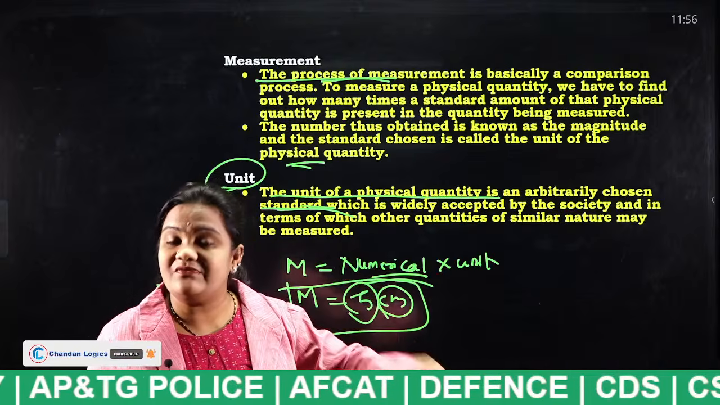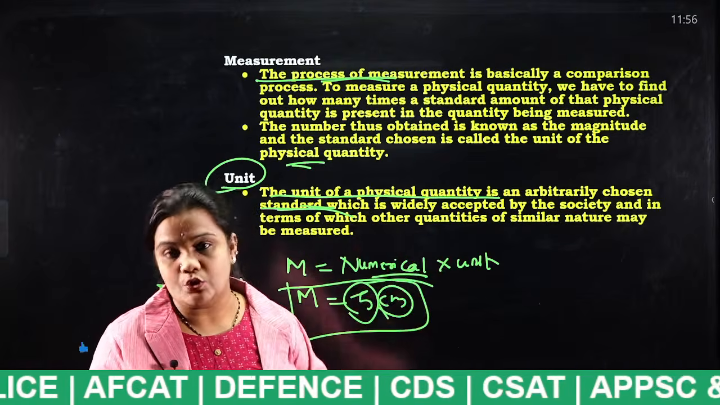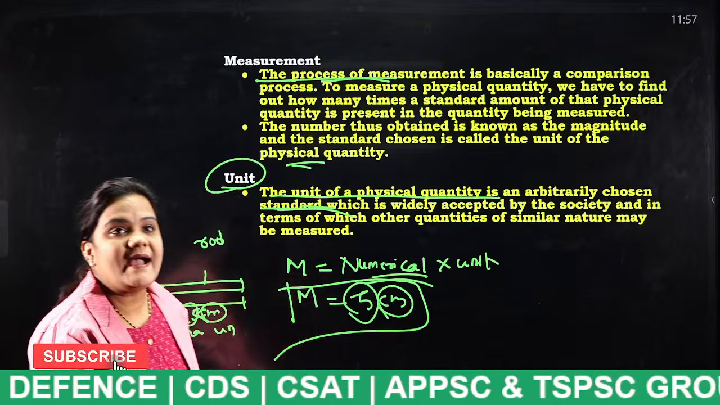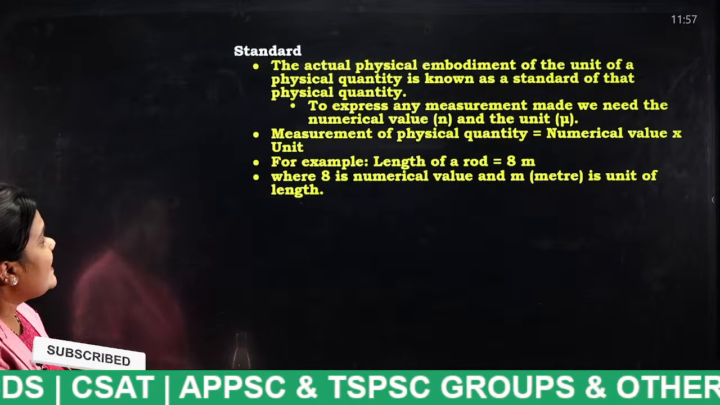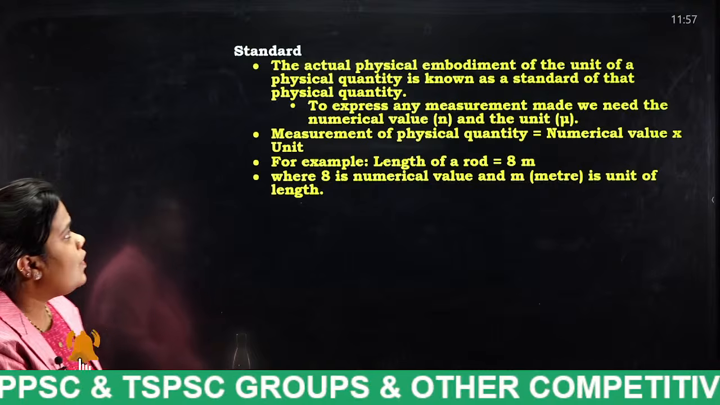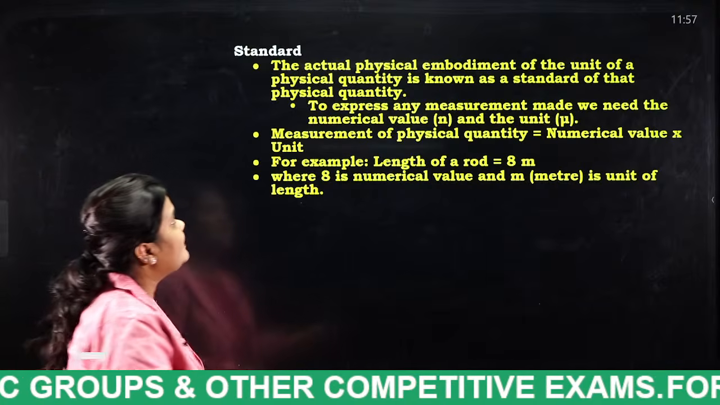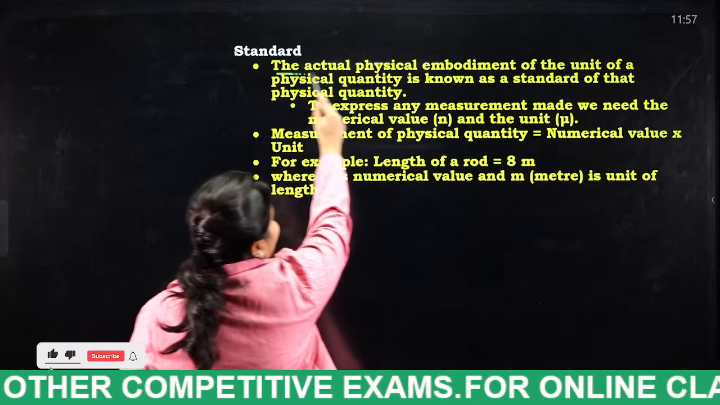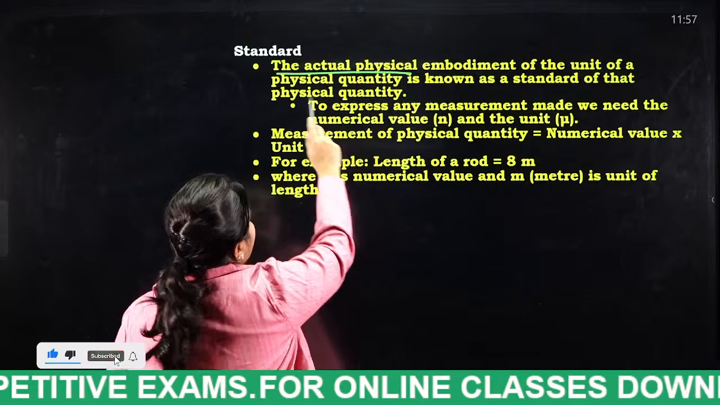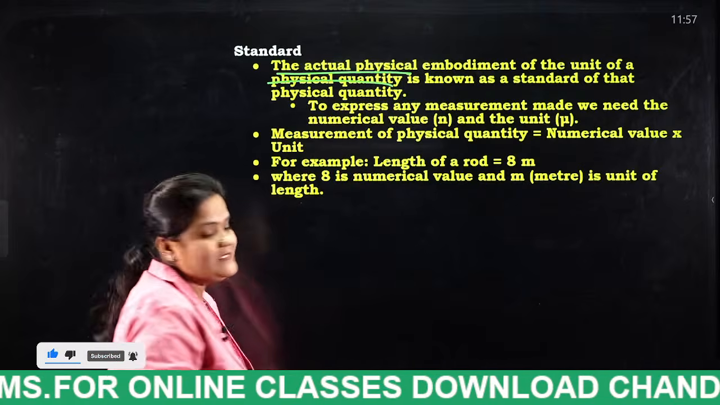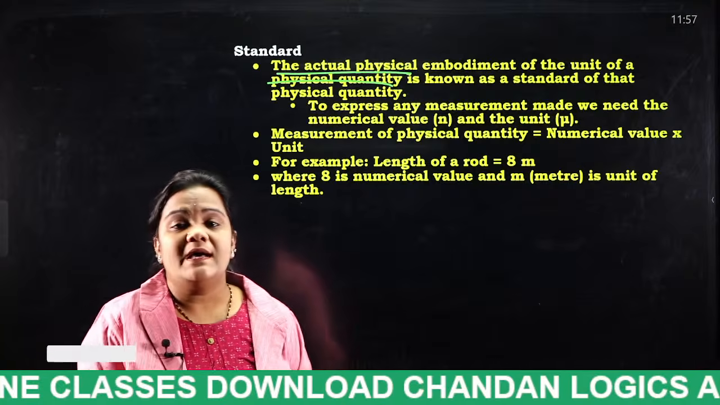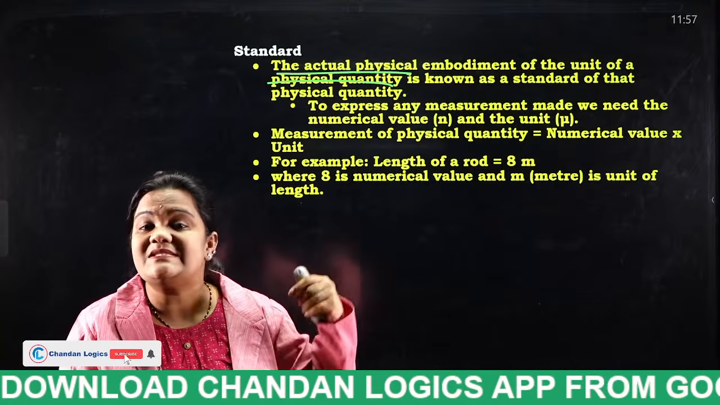Okay, that is the difference between measurement and unit. Clear to all of you? Next one is standard. As I told you, what is a standard actually? The actual physical embodiment of a unit of a physical quantity is known as a standard. As I told you just now, the units which are set as standards.